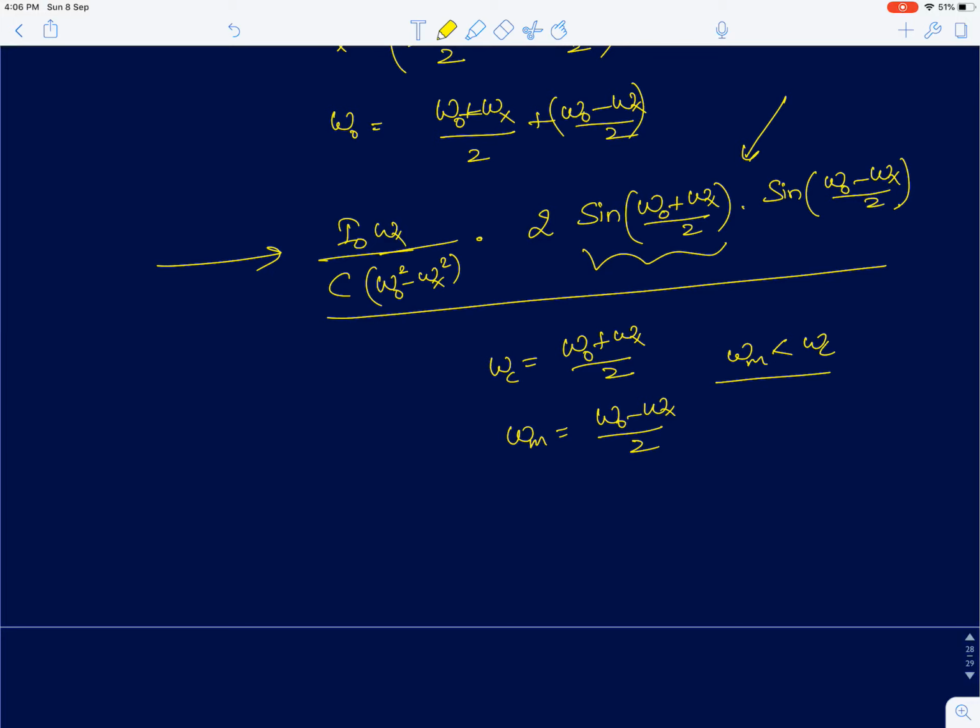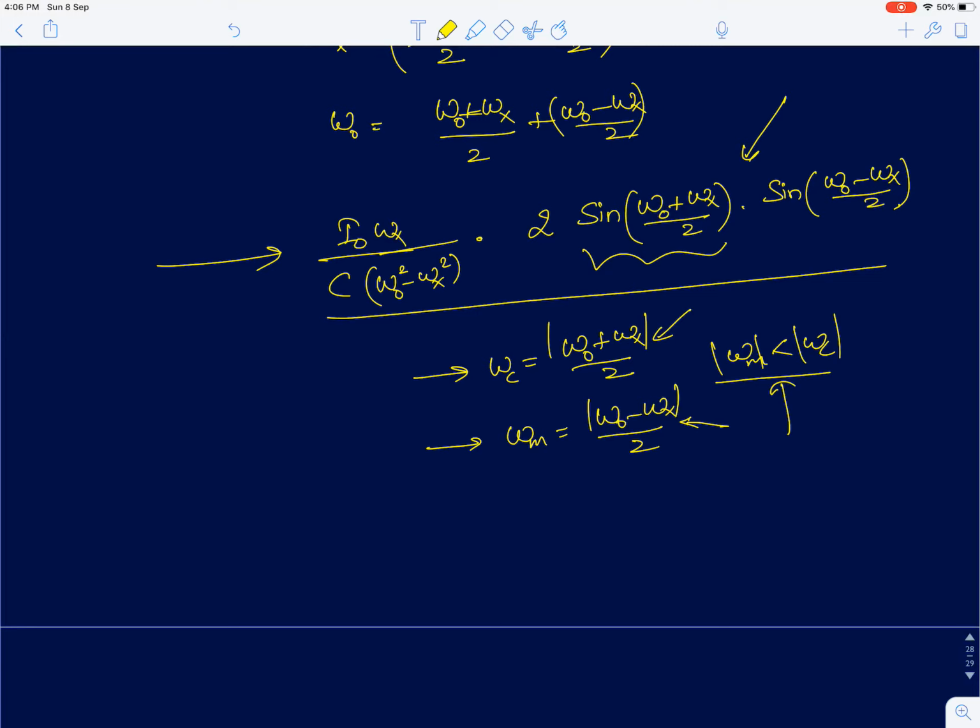So if mod of omega m, here again omega m is the magnitude of this. This will always be positive, but this can be negative depending on omega x being greater or less than omega naught. So here I am going to get a result like this. You can visualize this as some kind of an amplitude modulated wave with a carrier frequency given by omega naught plus omega x by 2 and message signal by omega naught minus omega x by 2.